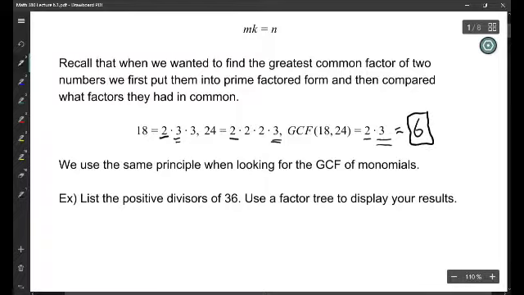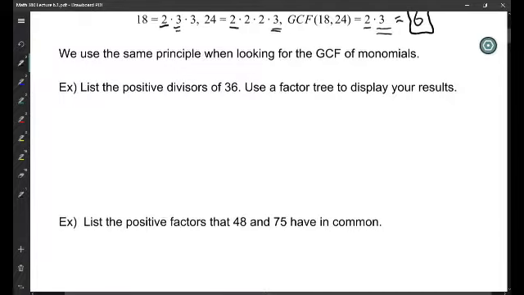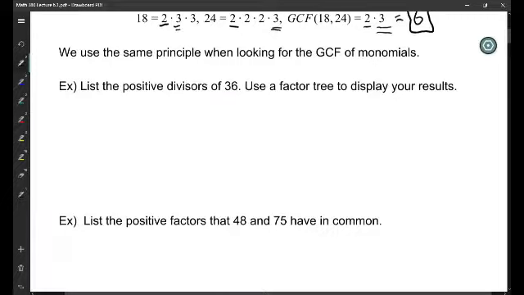We use this same principle when looking for the GCF of monomials, which could involve not just numbers, but variables as well. List the positive divisors of 36. Use a factor tree to display your results.